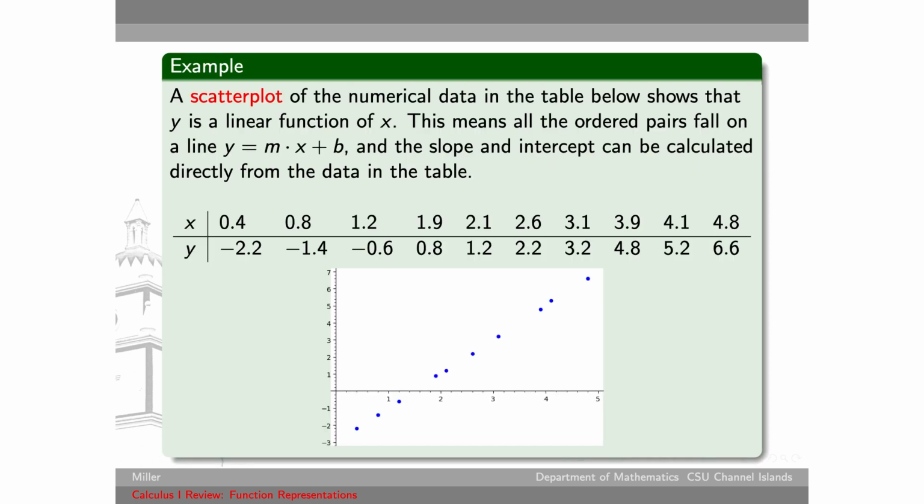The first example shows a scatter plot of numerical data in the table below, and it shows that y is a linear function of x. Specifically, this data shows that all the ordered pairs fall exactly on a line of the form y equals mx plus b, and the slope and intercept of the line can be calculated directly from the data in the table. Pause the video and convince yourself of this.